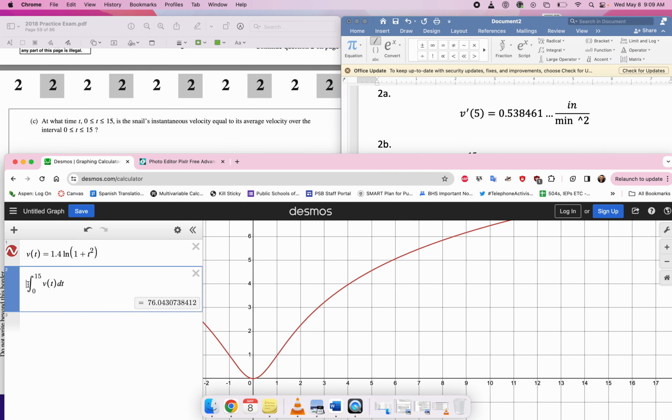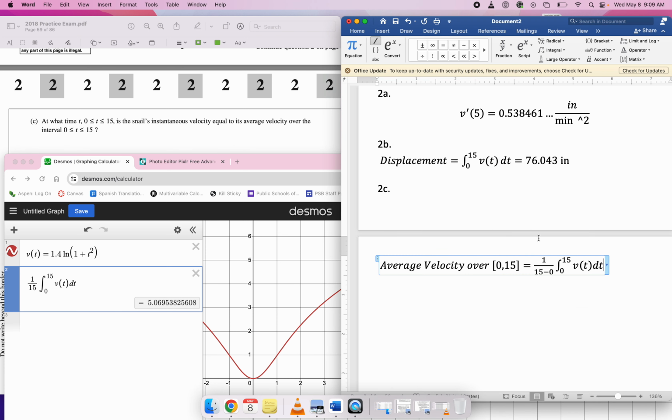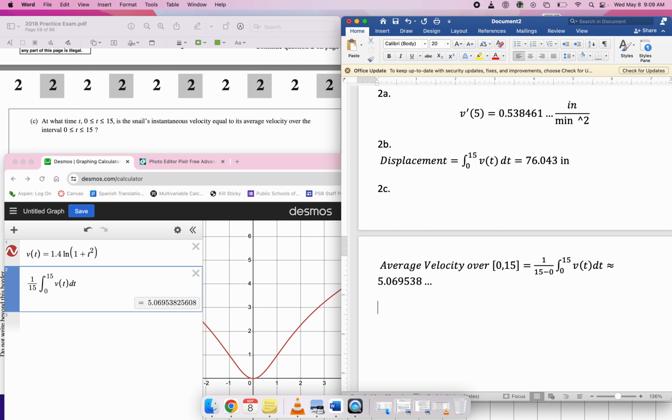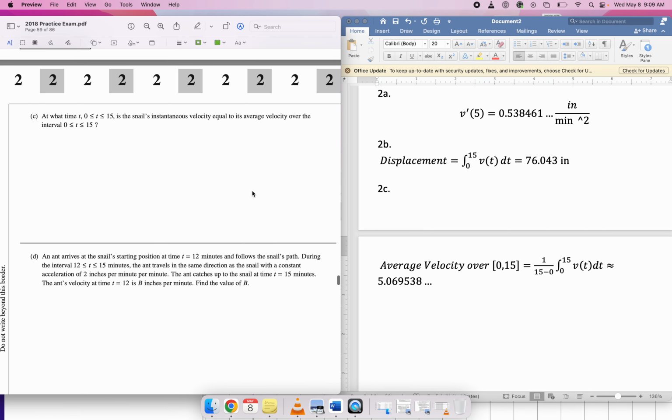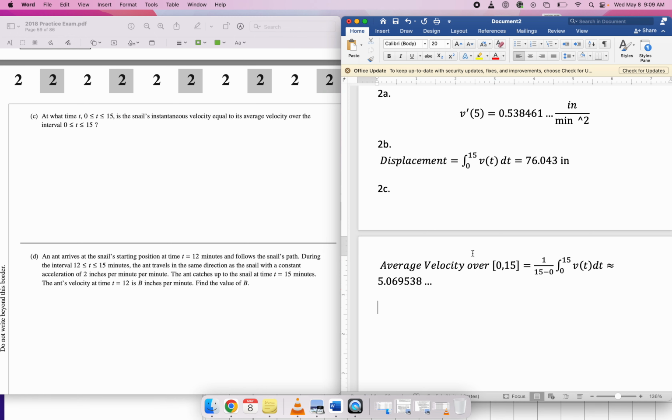So what is that quantity? Well, it's just 1/15 of the number we just found previously. So that's 5.069538, and so on. So that's the average velocity.